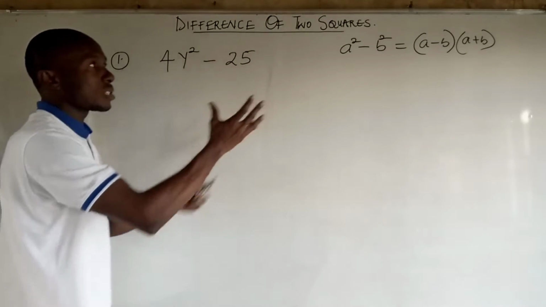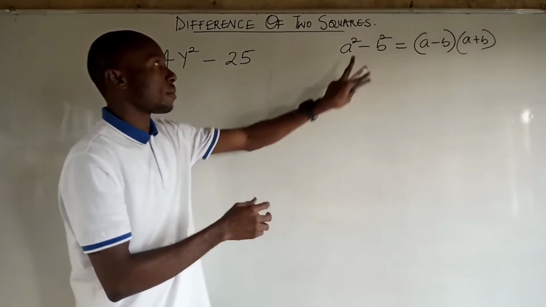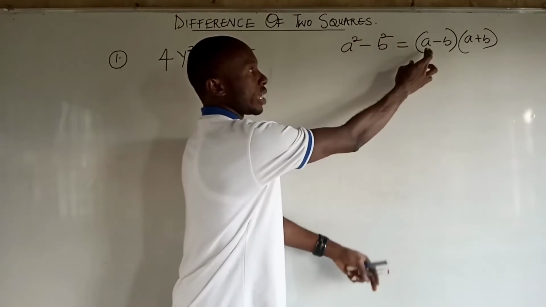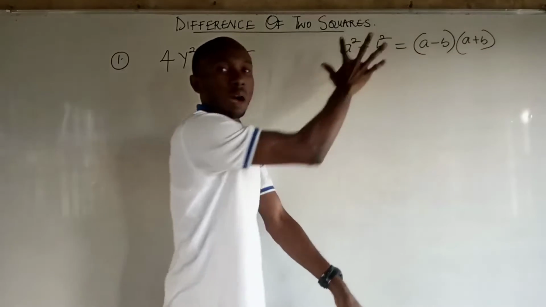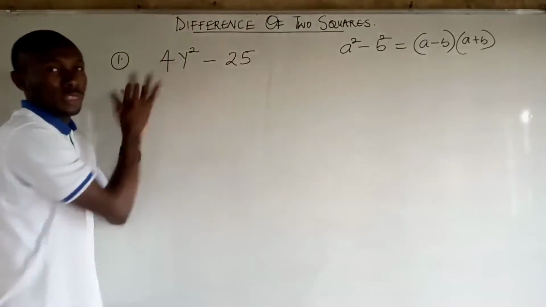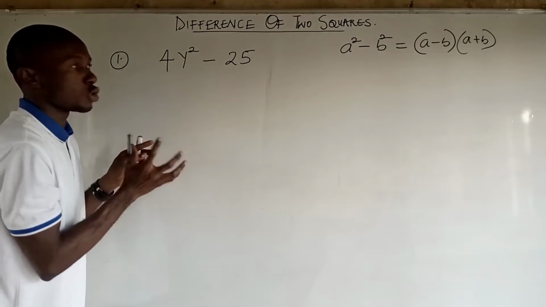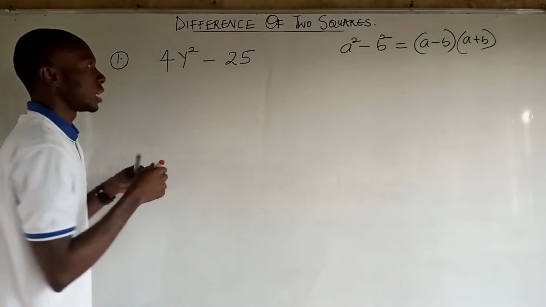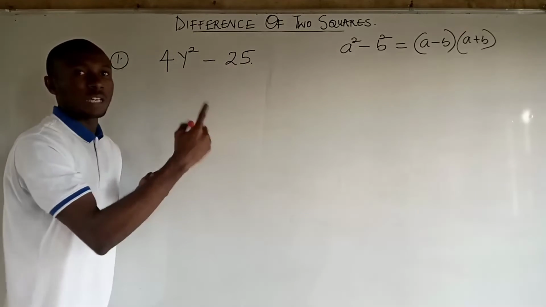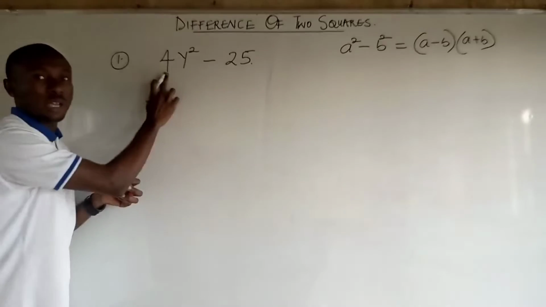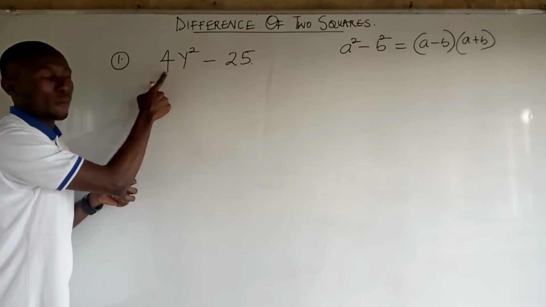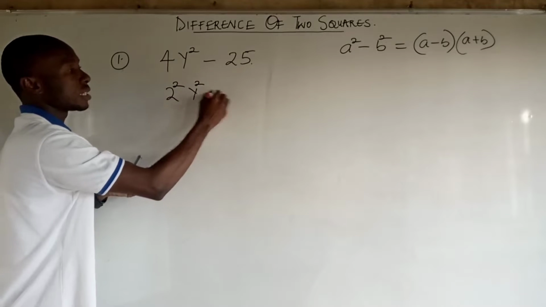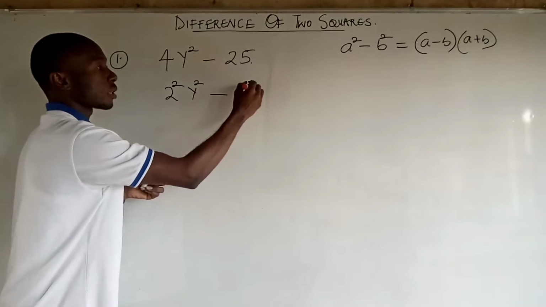So with this understanding of difference of two squares, that when you have a number squared minus another number squared, you can factorize it in this way: a minus b, a plus b, without their squares. So let us go about solving this problem. The very first thing you want to do is to make sure each of these terms is a square. And how do we go about that? We can rewrite 25 in powers of 5, and we can write 4 in powers of 2. So in index form, 4 will become 2 to the power 2, and we have y squared already here. Then 25 will become 5 to the power 2.